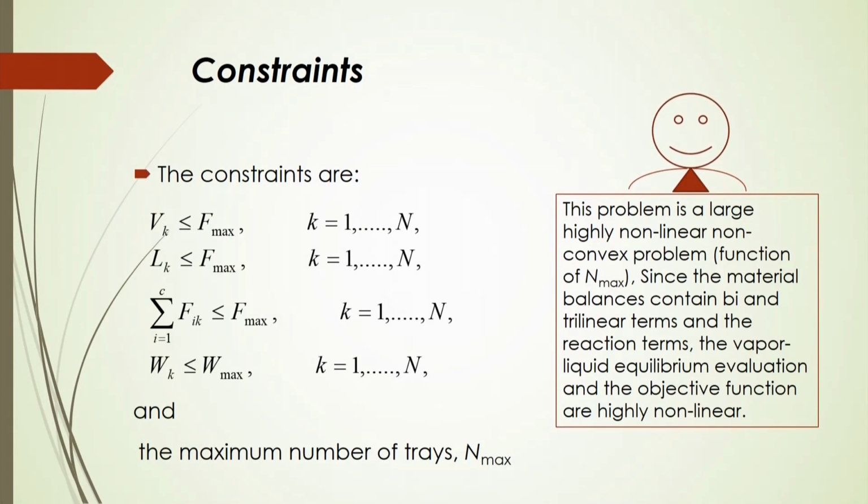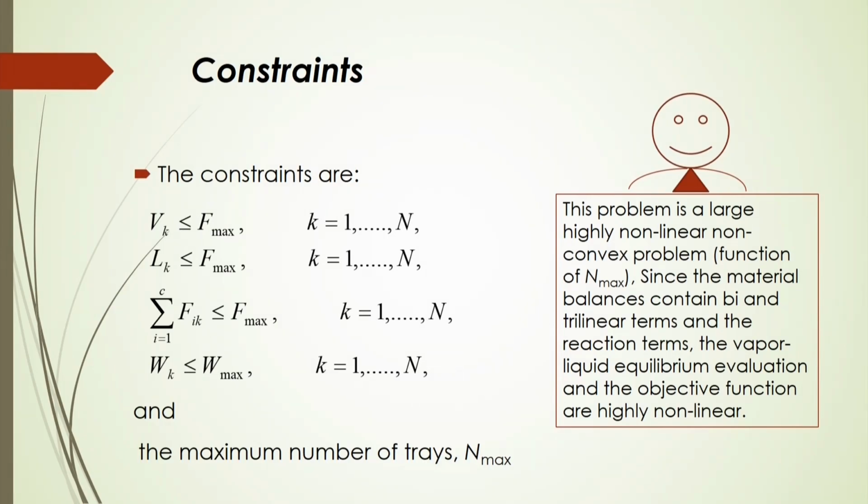Now, in this case, what are the constraints? The constraints are that V_k is less than or equal to F_max. Here in the slides, all those constraints are given. L_k should be less than or equal to F_max, and the summation of F_i,k should be less than or equal to F_max, and W_k should be less than or equal to W_max, and the maximum number of trays should be N_max.